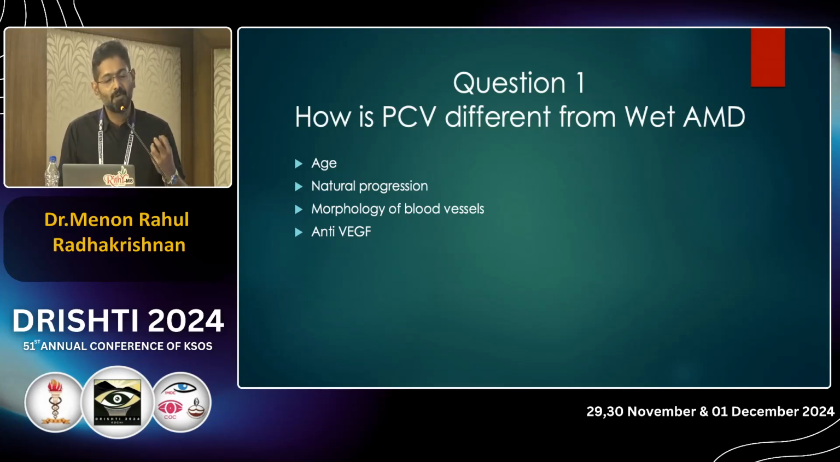Also, if you look at the morphology of the blood vessels, CNVMs usually have immature vessels, whereas PCV has more mature vessels. So the anti-VEGF responsiveness is different. Wet AMD, with all the anti-VEGFs under the sky that we have right now in the market, you inject any of them, they will have a good response. Whereas PCV, if you usually start treating with ranibizumab or probably bevacizumab, you will have a very suboptimal response. So that is the reason why we want to know whether it's a PCV or whether it's a CNVM.